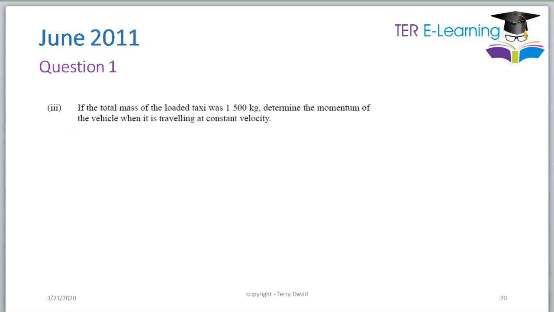Now the last part, they said if the total mass of the loaded taxi is 1500 kg, determine the momentum of the vehicle when it is traveling at constant velocity. So I'll give you all 2 minutes to please work that out for me. What is the momentum of the vehicle when it's traveling at constant velocity?